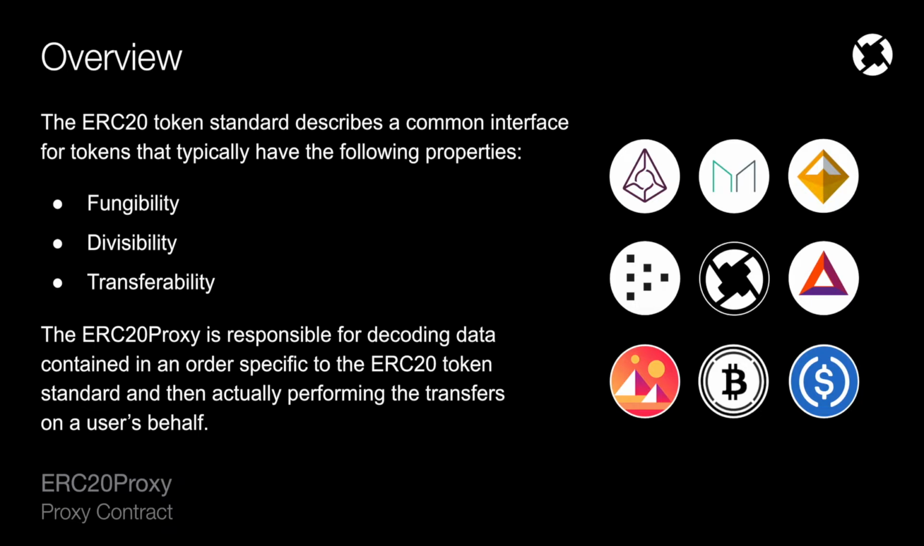It's really pretty flexible. The ERC20Proxy within the 0x pipeline of contracts is responsible for decoding data that is contained in an order specific to an ERC20 token, and then it actually performs the transfer on a user's behalf. It's important to note here that the user must approve this ERC20Proxy contract to transfer its tokens before it is allowed to actually trade those tokens using the protocol.